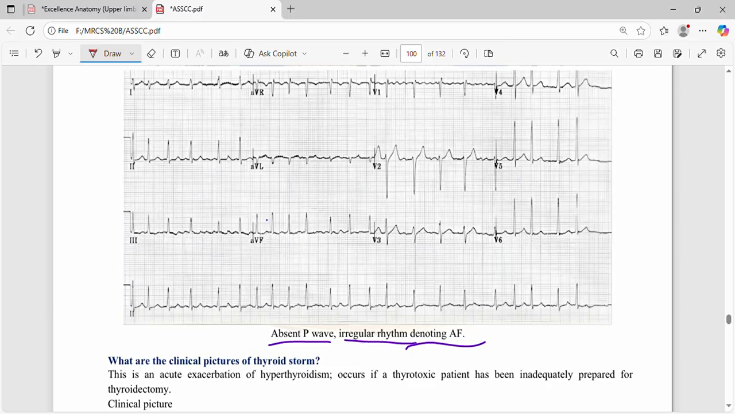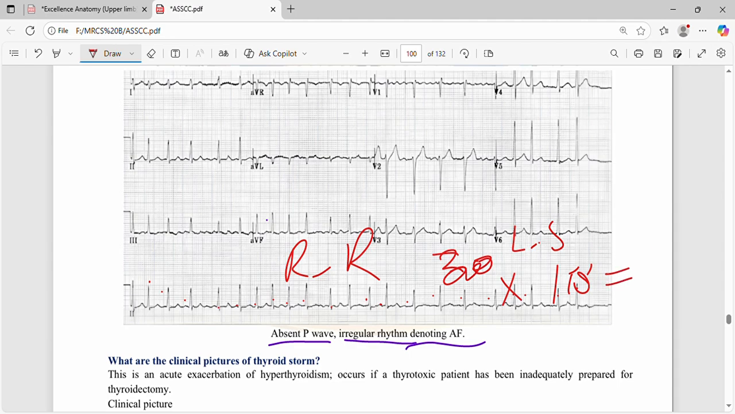We calculate the heart rate by taking 30 large waves. For example, this is 1 2 3 4 5 6 7 8 9 10 11 12 13 14 15 16 17 18 19 20 21 and so on. You take 30 RR intervals and then calculate the number of large squares and multiply it by 10 when the rhythm is not regular. So this will give you the heart rate.